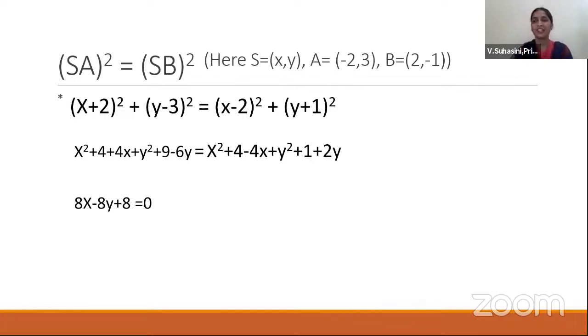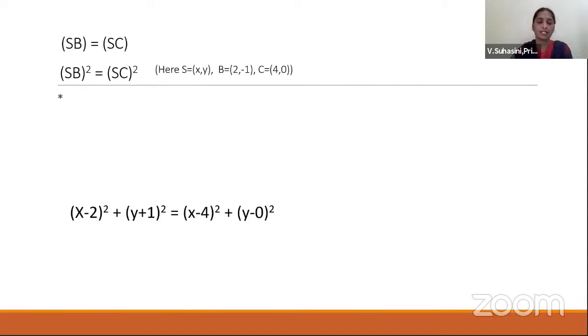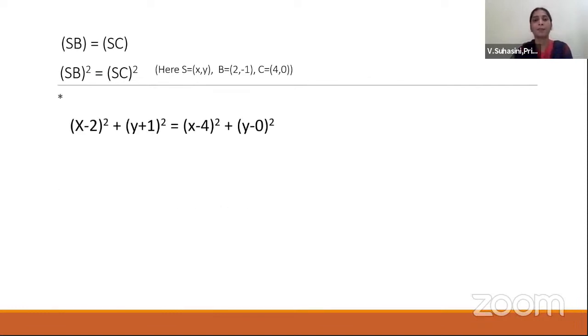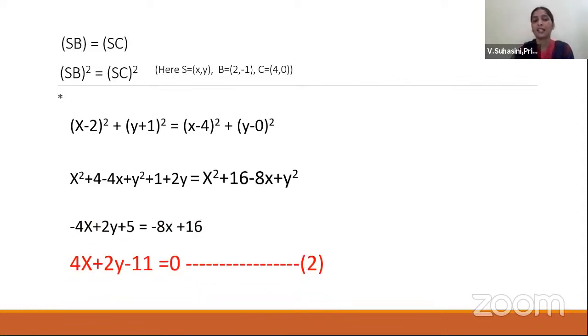Can we take 8 common from the equation? Yes. Taking 8 common and sending it to the other side, it shall simply become x minus y plus 1 equal to 0, which is equation 2. What was equation 1? SA is equal to SB is equal to SC. And how did we get equation 2? By taking SA equal to SB and on simplification. Then what can we do? We shall take another equation, SB is equal to SC, square on both sides, and simplify in the same procedure by taking S equal to (x, y), B equal to (2, -1), and C equal to (4, 0). On simplification, we shall arrive at equation 3.